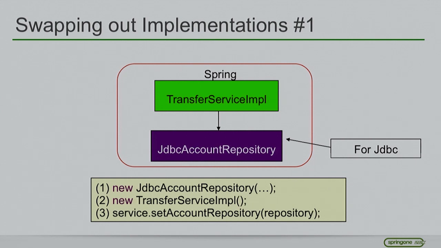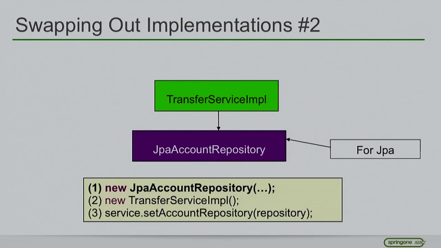All right, so what this is supposed to show is a Spring box around these two objects. For a particular JDBC configuration, I might set up a configuration where transfer service has a JDBC account repository dependency injected in, because that's the particular implementation that I chose to instantiate. Or I might, wow, that's weird. All right, you're going to have to use your imagination here. There's a Spring box around this.